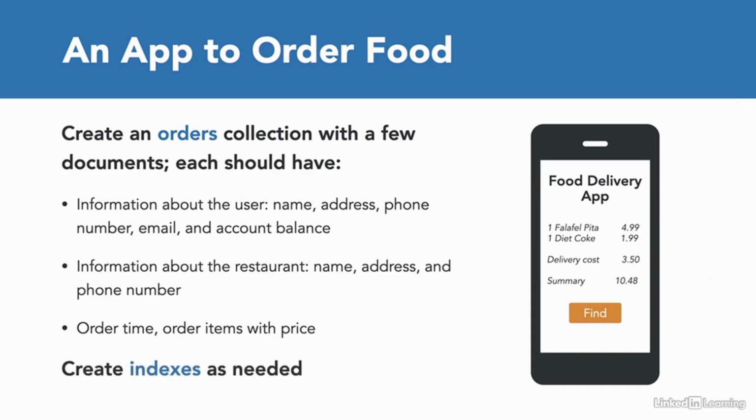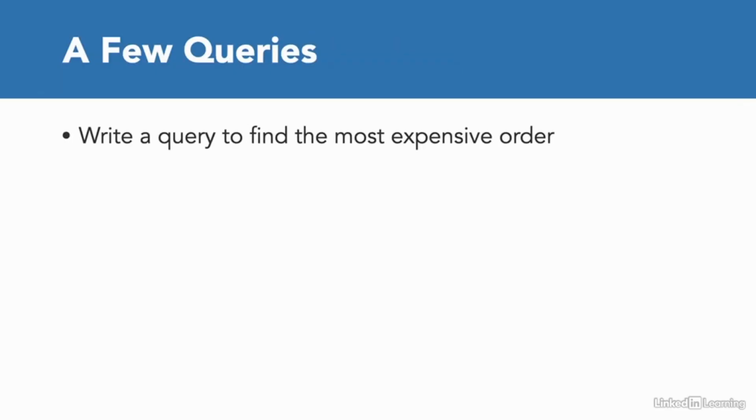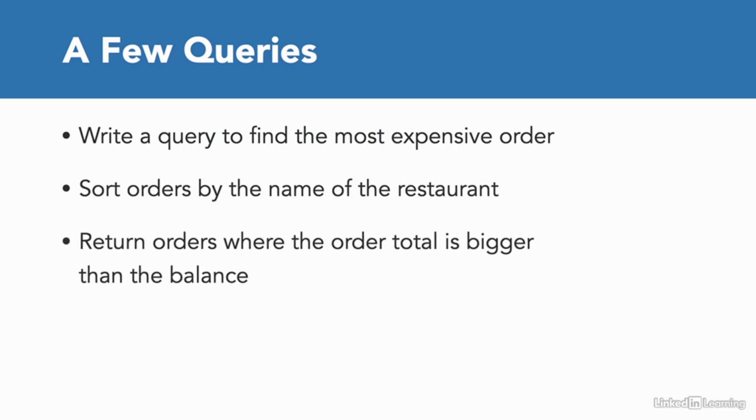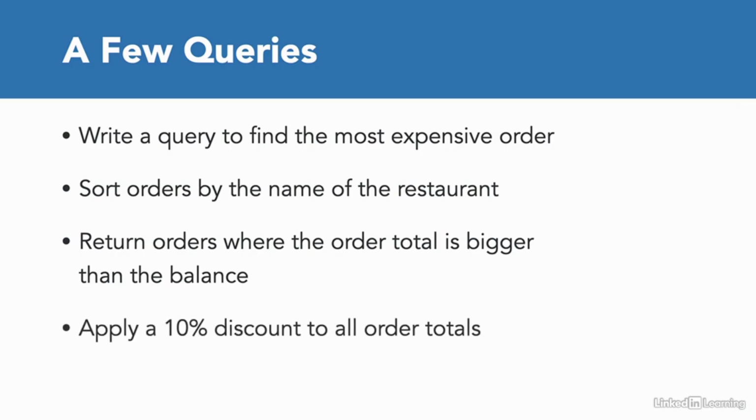Please also think about which indexes you would create for this collection. Then, as a second step, please write a few queries. The first query I would like you to write is a query to find the most expensive order. Second query should just return all of the orders sorted by the name of the restaurant. The third query should return orders where the order total is bigger than the account balance. And the last query should apply a 10% discount to all order totals.